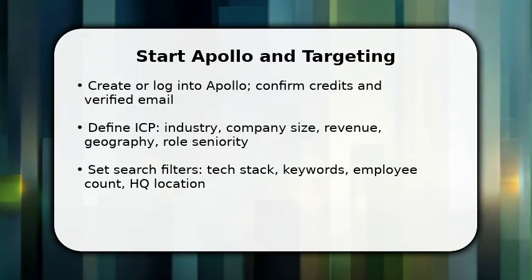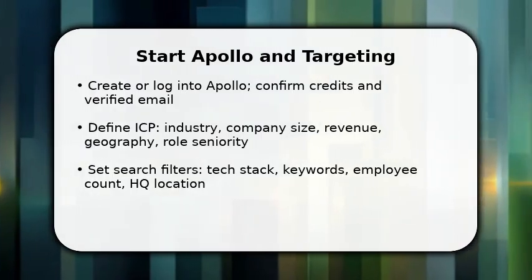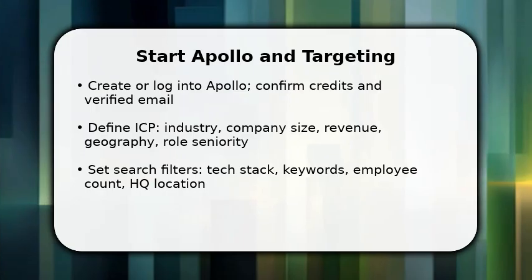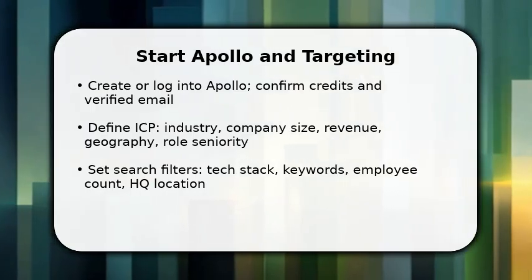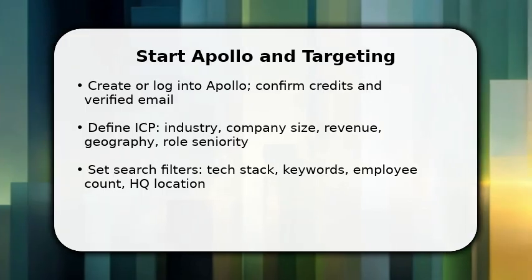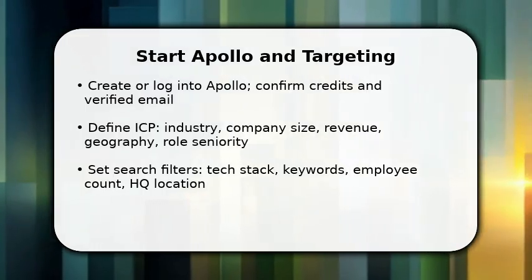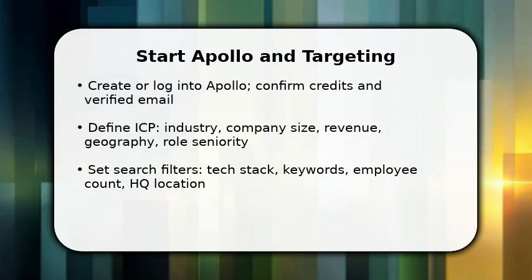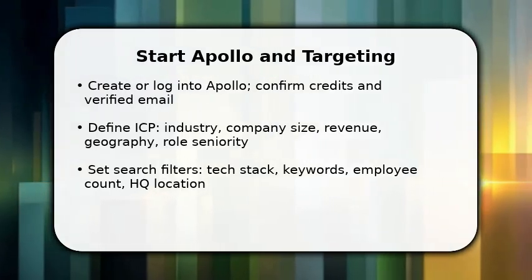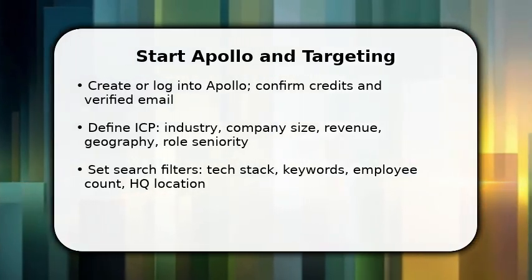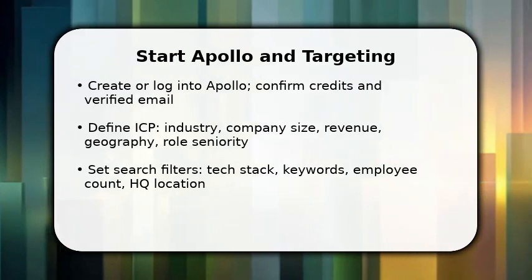Next, build a precise ICP: industry, revenue band, team size, and geographic radius. Once done, translate that ICP into Apollo filters, roles, keywords, text signals, and employee count. This focused start increases accuracy and lowers noise, so you catch decision makers instead of generic contacts.